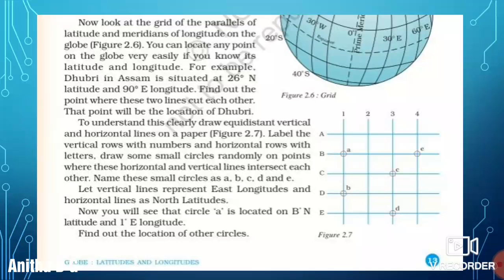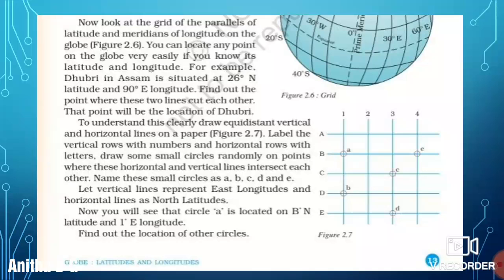To understand this clearly, draw equidistant vertical and horizontal lines on a paper, as given in figure 2.7. Label the vertical rows with numbers and horizontal rows with letters. Draw some small circles randomly on points where these horizontal and vertical lines intersect each other. Name these small circles A, B, C, D and E.